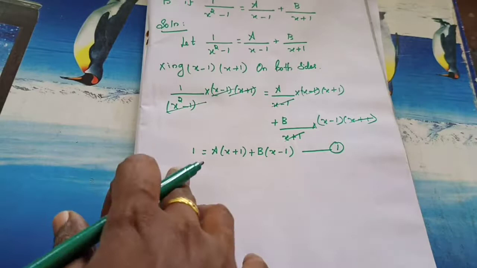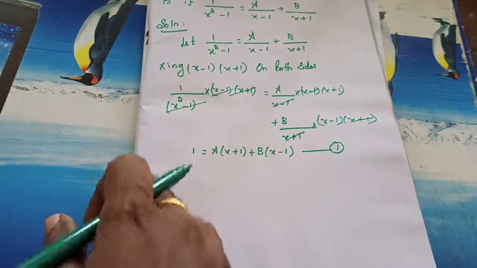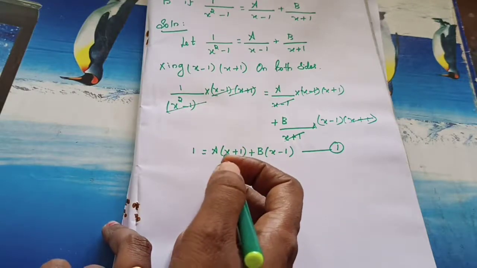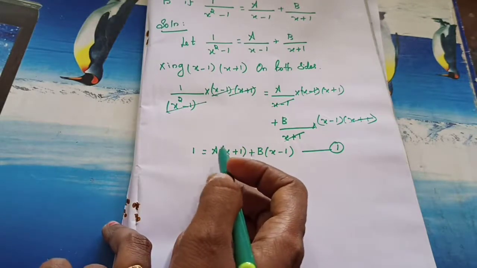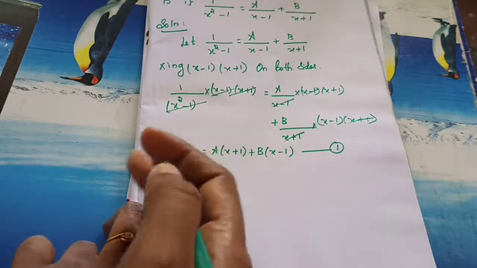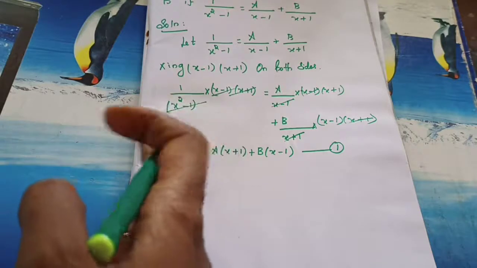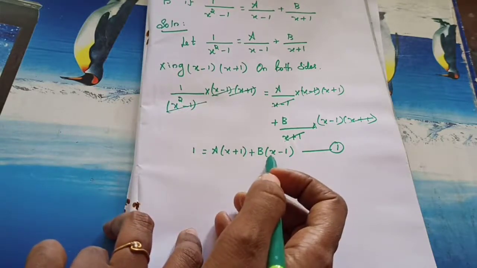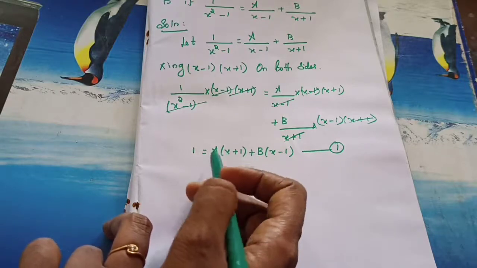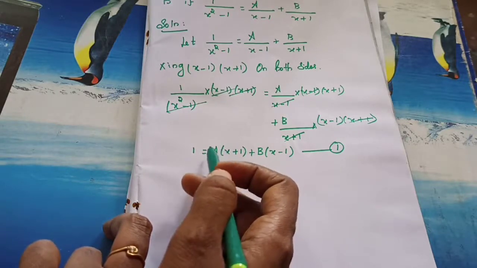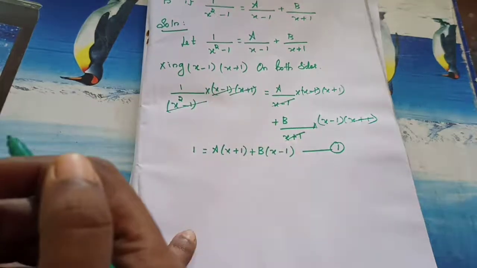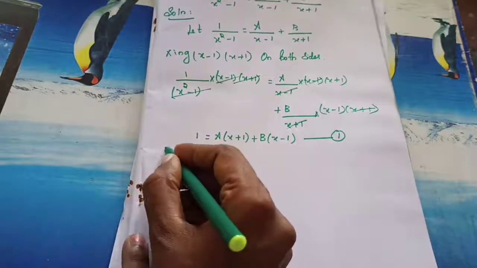Now you need to find the value of A and B. How will you find them here? You need to make anything as 0. You can substitute any value for x to make a term 0. If I substitute 1 here, what will happen? 1 minus 1 is 0, so B will become 0, and you will get the A value. Then if I substitute x as minus 1, the A term will become 0 and you will get the B value. From that you can find the A and B values. Any value you can substitute.